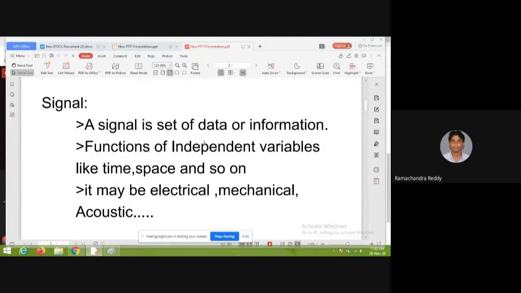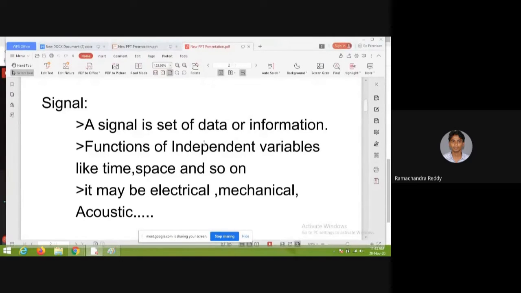Okay, fine. So again, if you want to say it like this, a signal is a set of data or information. It contains a function of an independent variable. In this course, the independent variable we are going to deal with is time. So we are going to speak regarding a signal which is a function of the independent variable time here. Here we are going to discuss the one-dimensional signal.